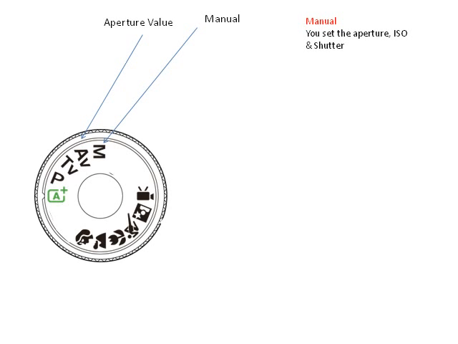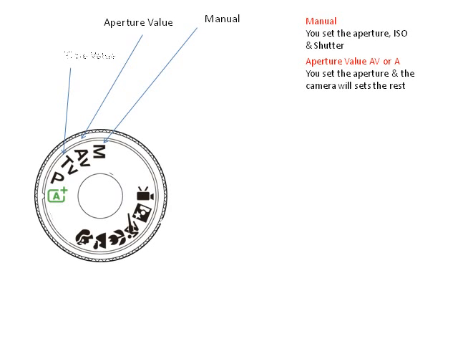Moving on to AV, some of you will have AV, some of you have A, but it just means aperture or aperture value. So you will have to set the aperture, and the camera then will set your ISO and your shutter. Moving on to TV, now some of you will have TV, which is time value, or some of you have S, which is shutter. But at the end of the day, you will have to set the shutter, and the camera then will set the ISO and the aperture.